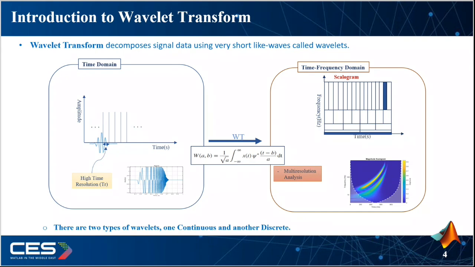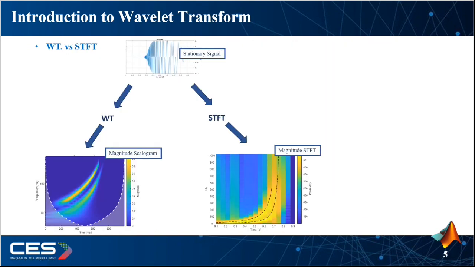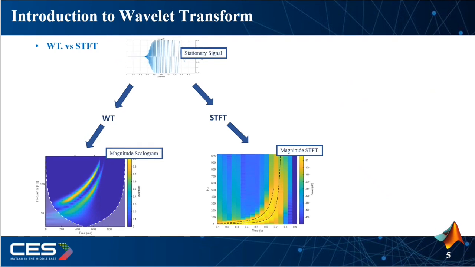There are two types of wavelets. We have the continuous. This is the one. This is continuous. And we have another one called discrete wavelet transform. We're going to see another slide talking about these two types of wavelet transform. But now let's compare the wavelet transform with the STFT.